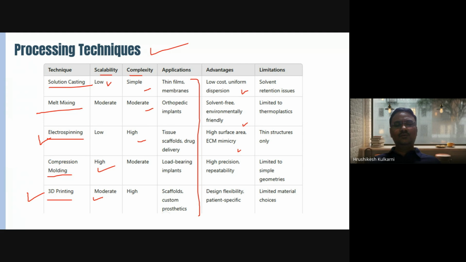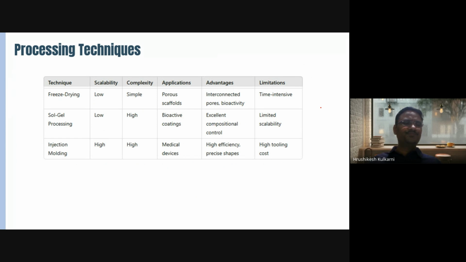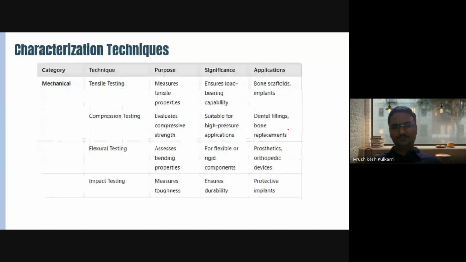We cannot say any one is perfect, but with some advantages and limitations, we have to select it for your research or project purpose. The remaining, some unpopular but present techniques, are called freeze drying, sol gel processing, and injection molding. Even there are many labs I have seen where the injection molding technique is used for the mass production of the samples. Again, these are used for porous scaffolds, bioactive coatings, and medical devices.